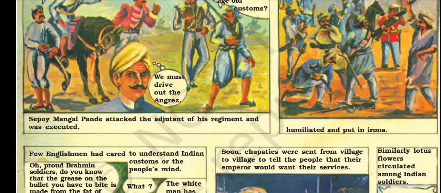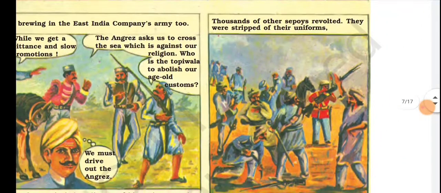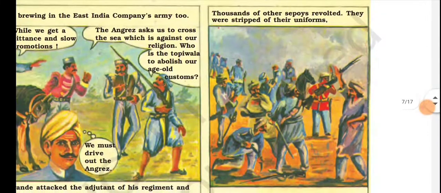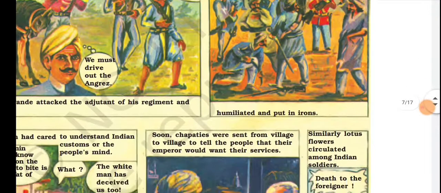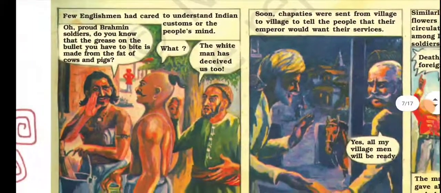One such Indian soldier who went against them was Mangal Pandey, who attacked one of the senior officers of the British, and he was killed. Thousands of other sepoys revolted. They were stripped of their uniforms. After the death of Mangal Pandey, thousands of other sepoys revolted, and they were stripped of their uniforms, humiliated and put in irons, meaning put behind bars.